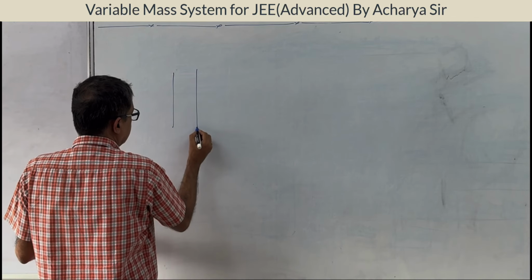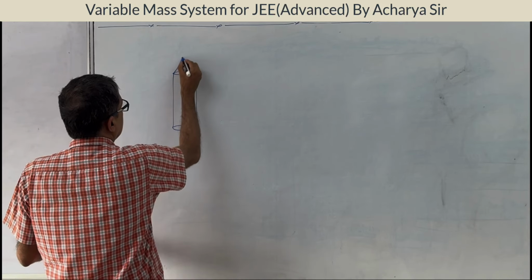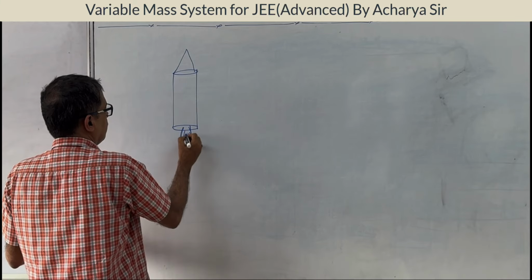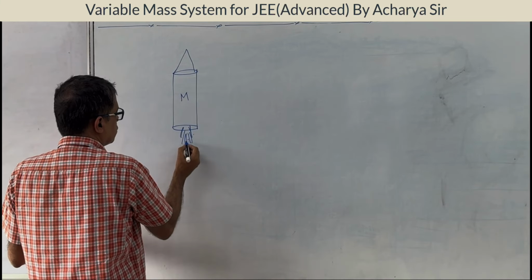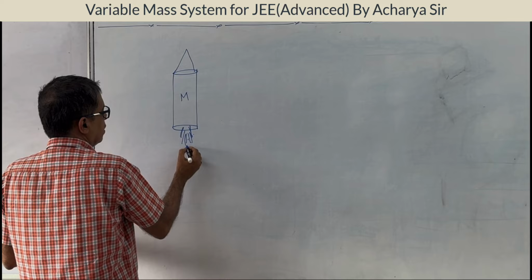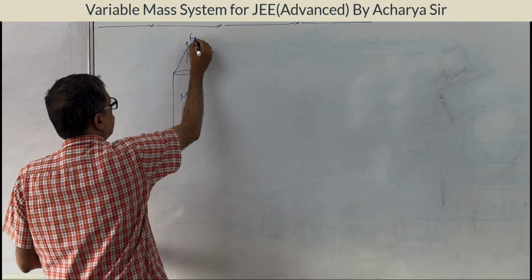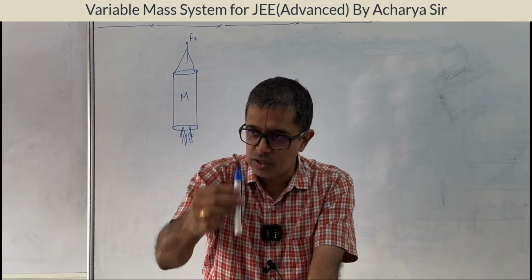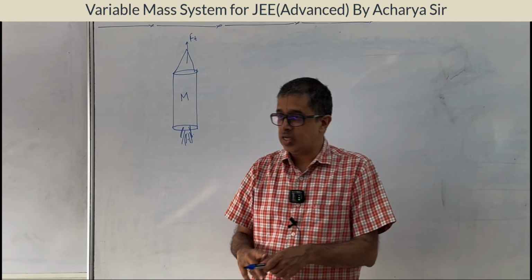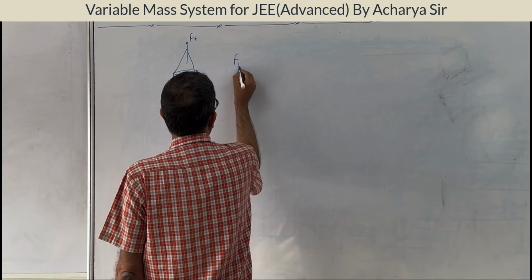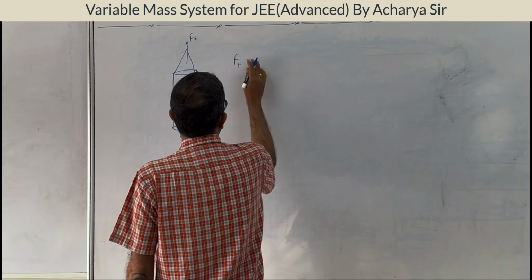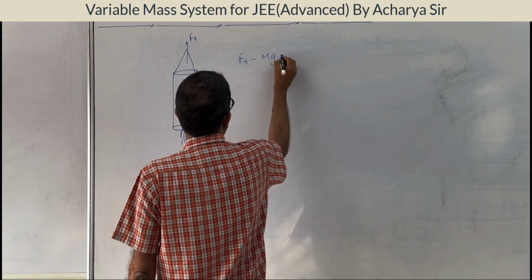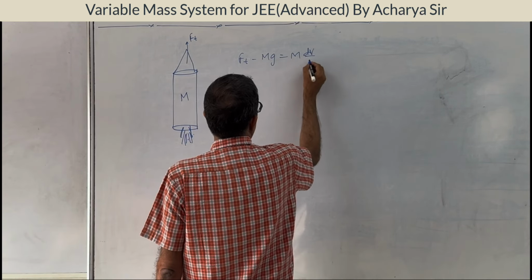This is a rocket. Mass of the rocket is capital M, right? The thrust force will be Ft, quite obviously. The thrust force, where relative velocity is in the downward direction, mass is decreasing. So you would write your dynamic equation is Ft minus mg is equal to mass into acceleration.